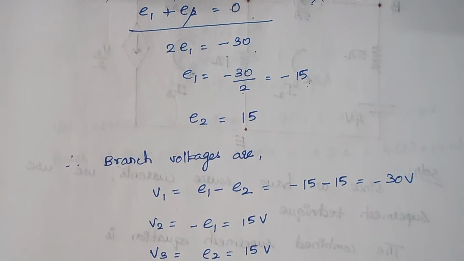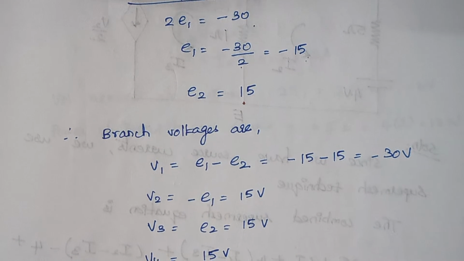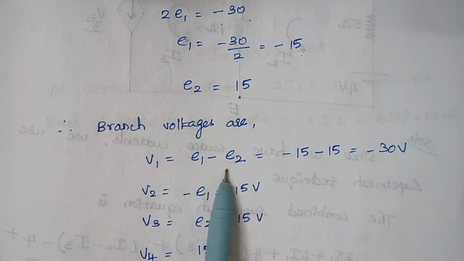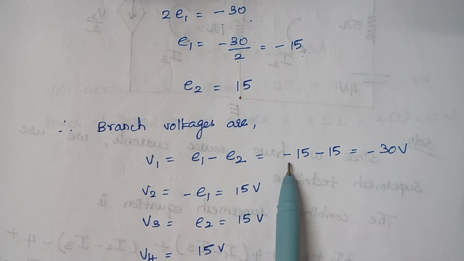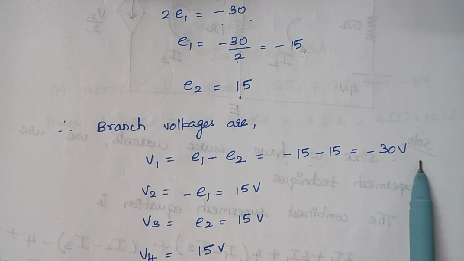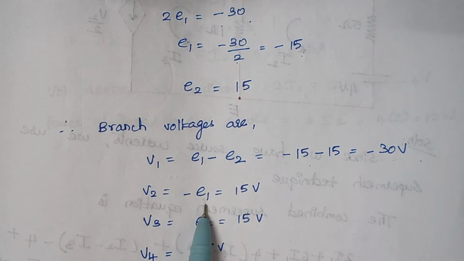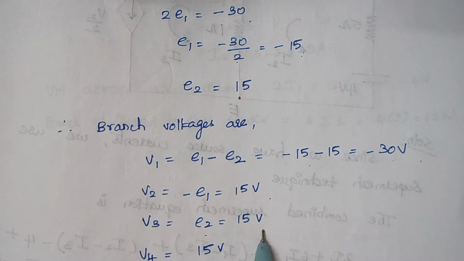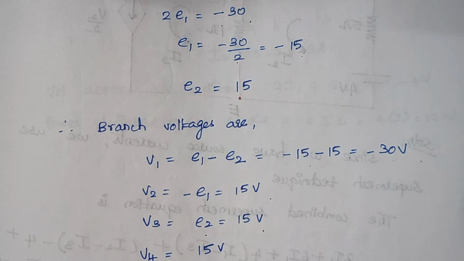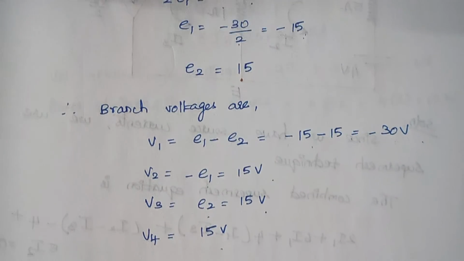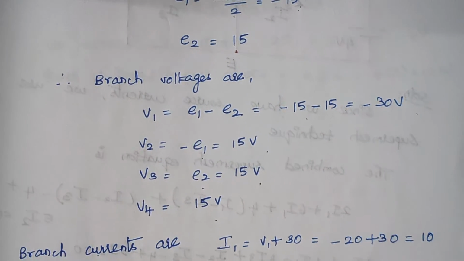Now we are going to proceed with branch voltages. Here the branch voltages, again from the formula, V1 is E1 minus E2. So here one is minus 15 and this is minus 15, which makes minus 30. And V2 is minus E1, which is 15 volt, and again V3 is E2, which is equal to 15 volt. And finally the value of V4 is also equal to 15 volt. We are just substituting the values here. So we have calculated all these values.